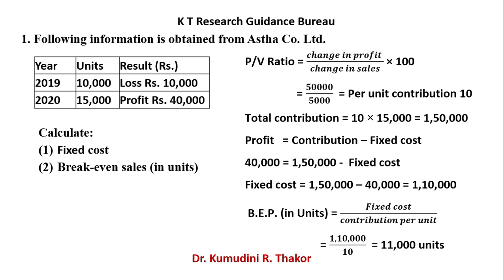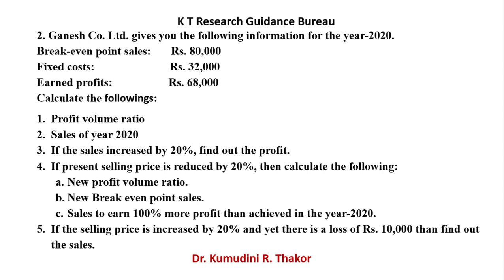Now let's move towards second example. Ganesh Company Limited gives you the following information for the year 2020. Break-even point sales, rupees 80,000. Fixed cost rupees 32,000. Earned profit equal to rupees 68,000. From these particulars, you have to find out so many things.